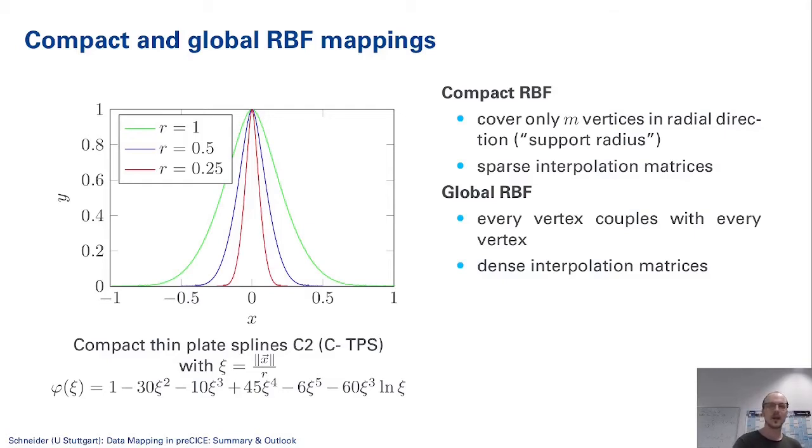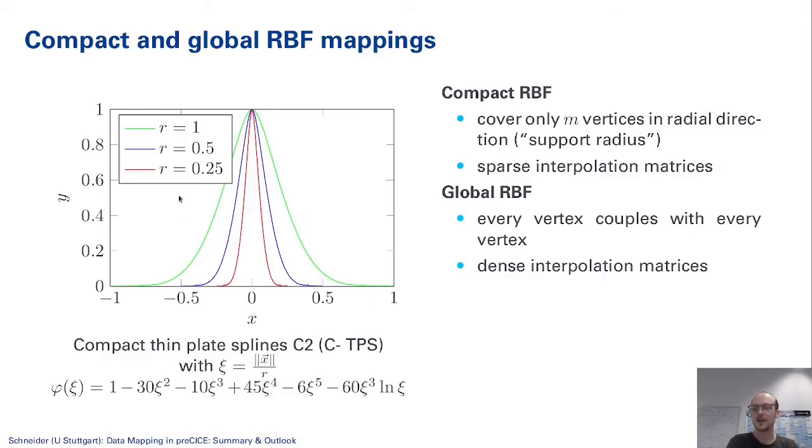For compactly supported RBFs, we finally retrieve a system with a sparse matrix, and for a global RBF we therefore get a system with a dense matrix, which is of course much more expensive to solve. And the conceptual idea of compactly supported RBFs is also shown in the plot on the left.